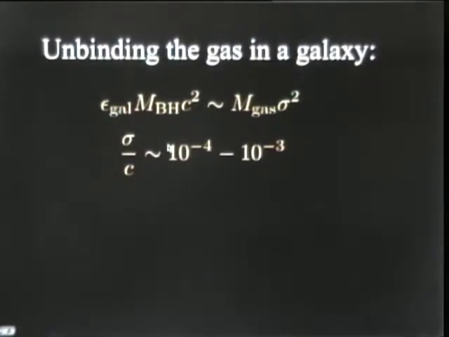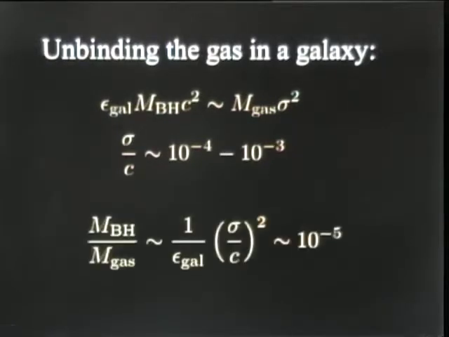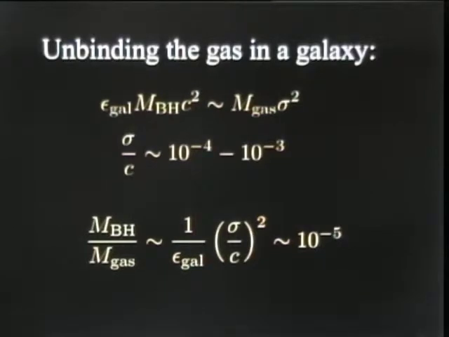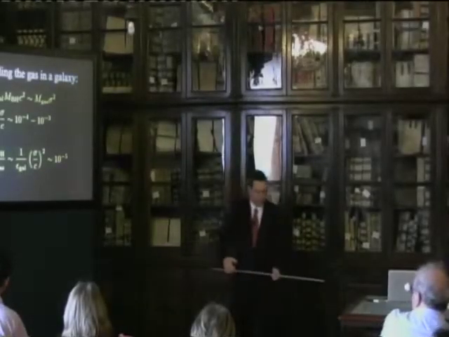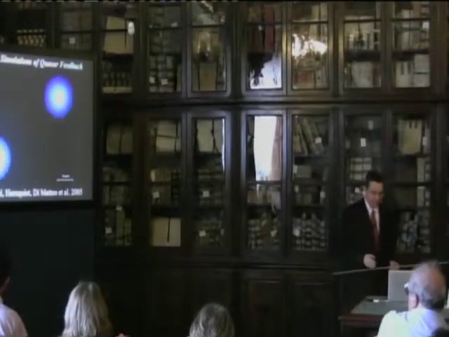For dwarf galaxies, it's 10 to the minus 4 of the speed of light, while for large galaxies, elliptical galaxies, it's of order 10 to the minus 3 of the speed of light. So the mass that the black hole will grow up to before it releases enough energy to unbind the gas turns out, for a coupling efficiency of 1%, to be of the order of 10 to the minus 5 of the mass of the gas. So black holes do not need to grow to a significant fraction of the galaxy mass before they produce a huge amount of energy that can unbind the gas in that galaxy.